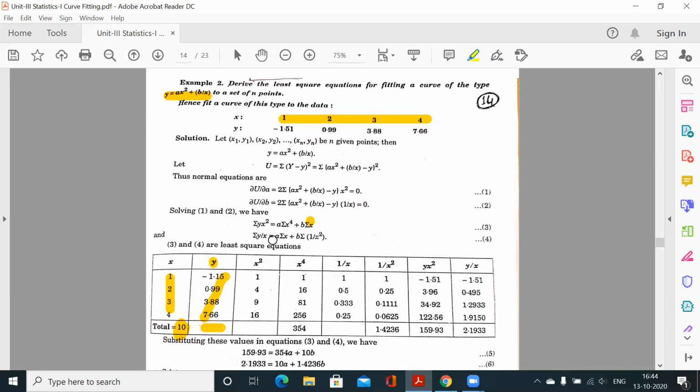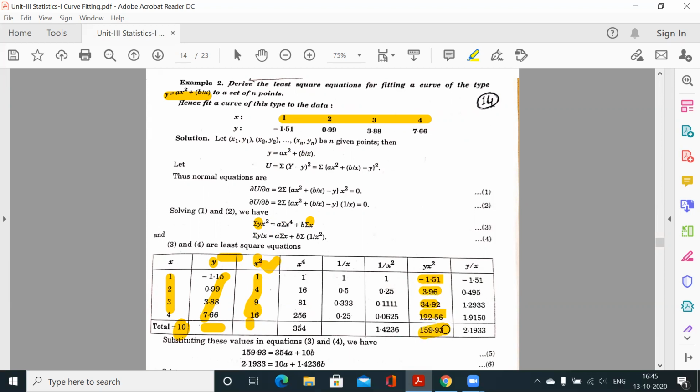Next we need x square y. We have y but we don't have x square. So we will calculate x square. This is x: 1 square, 2 square, 3 square, 4 square, all squares. Next we don't need the summation of x square, so we did not calculate it, but if you write it, there is no problem. Next, now what do we need? We need y into x square. So we have x square, we have y. So multiply these two values: -1.15 into 1, 0.99 into 4, 3.88 into 9, 7.66 into 16. So here we have the multiplication y into x square.